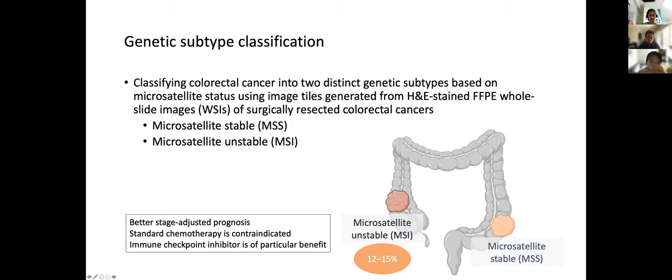MSI is rarer and has a better stage-adjusted prognosis. Standard chemotherapy doesn't work well on these MSI cancers, and instead immune checkpoint inhibitors work better on them. So it's really important to classify these 2 colorectal cancers.